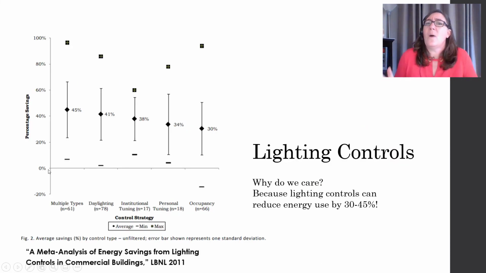So lighting controls, why do we care about all those different lighting controls strategies? It turns out that using one or more of these strategies can reduce energy use for lighting in your building by 30 to 45%. That's a large chunk that's definitely worth taking advantage of. Take a look at this chart. You can see the individual strategies that we just reviewed, and in general, how much savings you can expect.